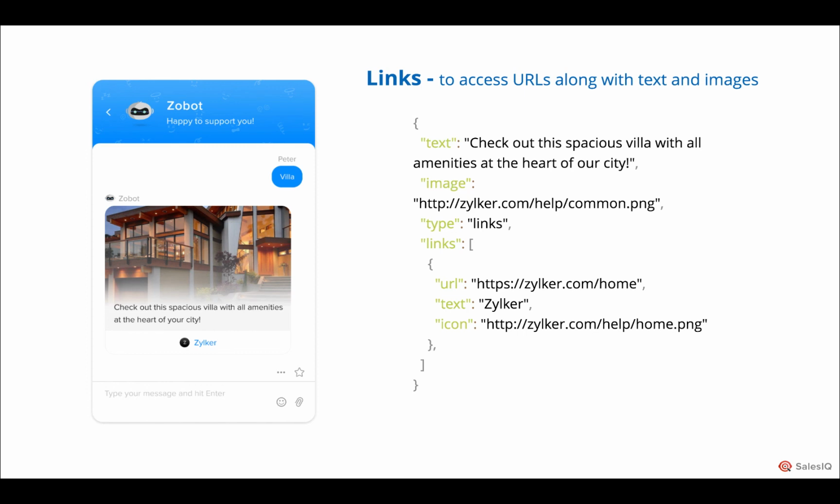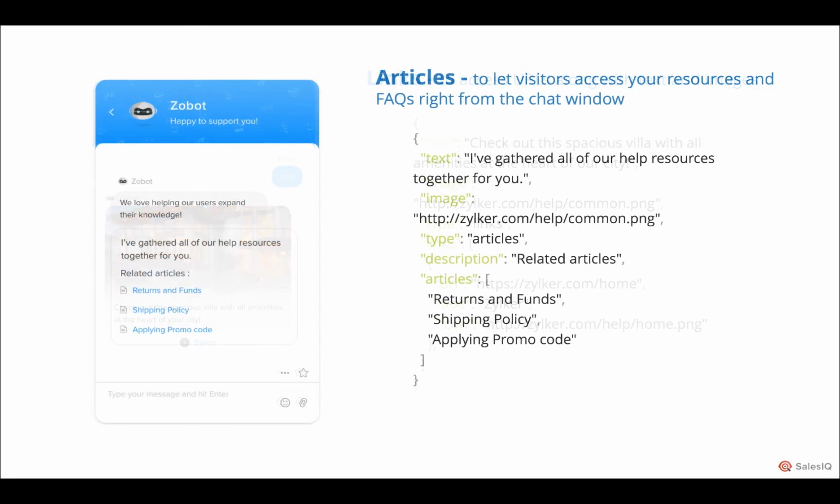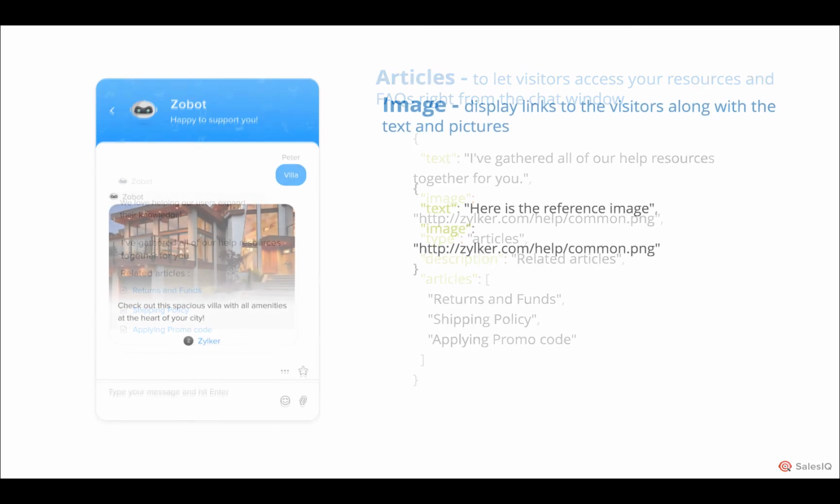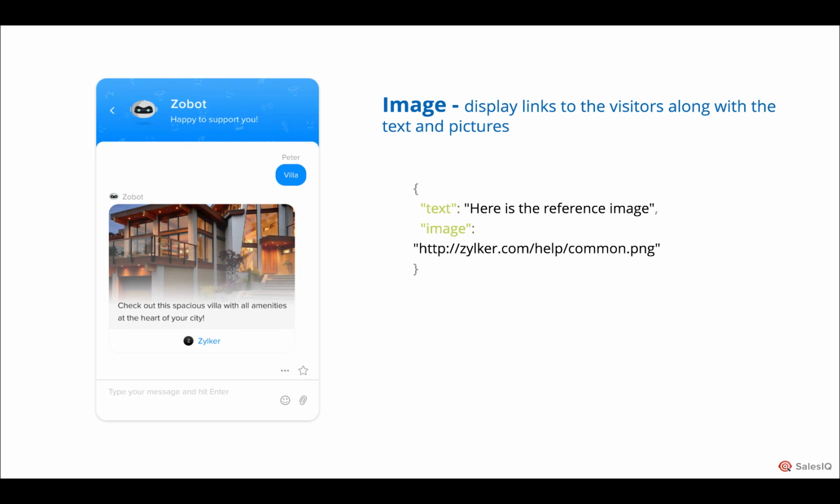And then you have articles that can be used to let visitors access your resources and FAQs right from the chat window. And you have images to make your chat window look more appealing. These can be displayed along with URLs and articles for visitors to access them.